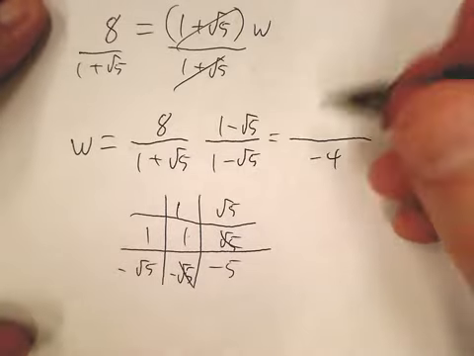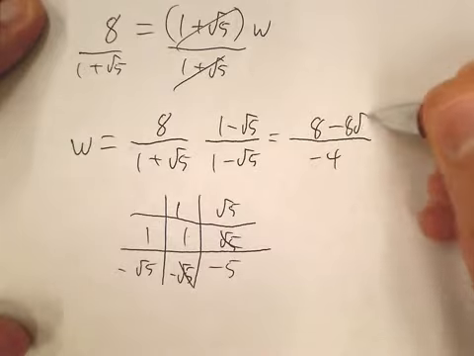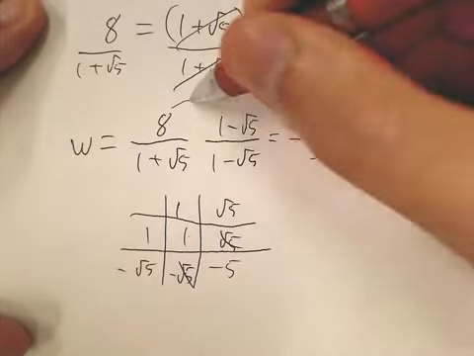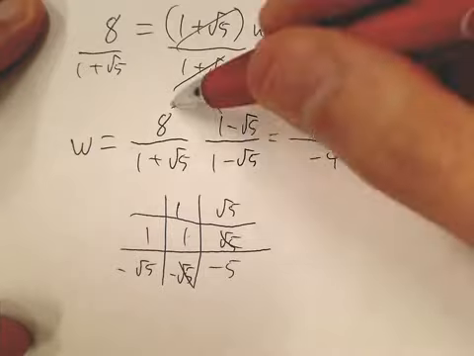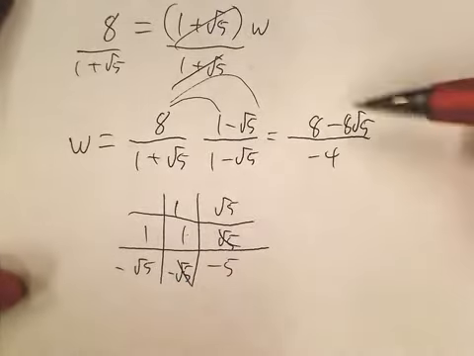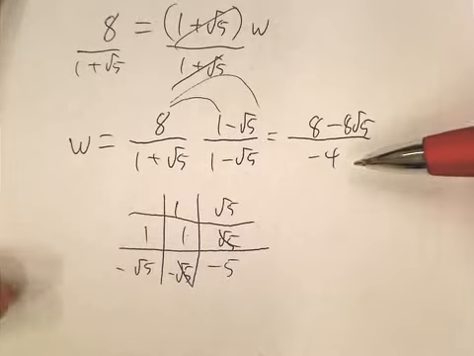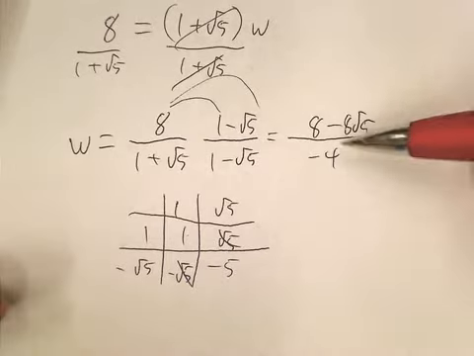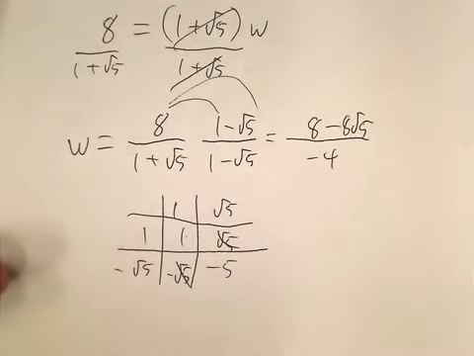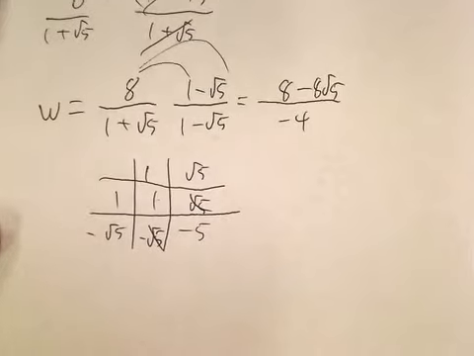Okay, in the numerator, 8 minus 8 root 5. I went ahead and did the distributive property there. 8 times 1 is 8. 8 times root 5 is 8 root 5. Now, in a fraction like this, I have 3 terms. I have 2 terms in the numerator and 1 term in the denominator. And this will actually divide evenly. You can divide both of these by negative 4. So I'm going to reduce everything by a factor of negative 4, and that will make my denominator totally go away.